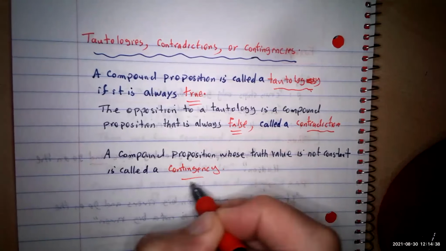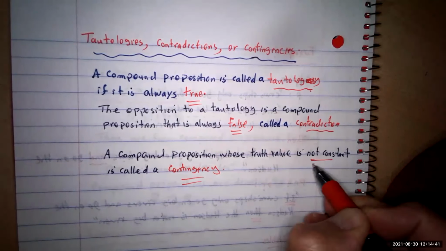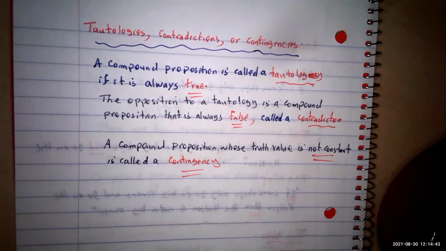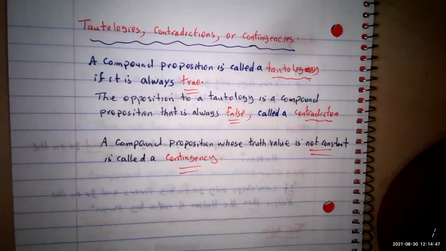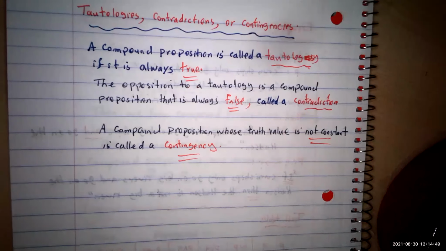Contingency. It's not constant. It may be true or it may be false. When you want to check it, if you get both true and false, you stop. But if you get all true, that would be a tautology. All false, false, false, that would be a contradiction.